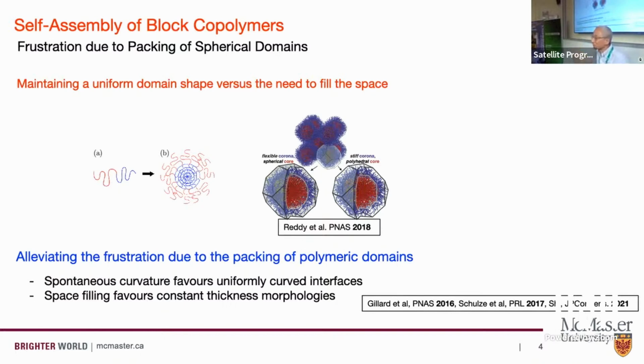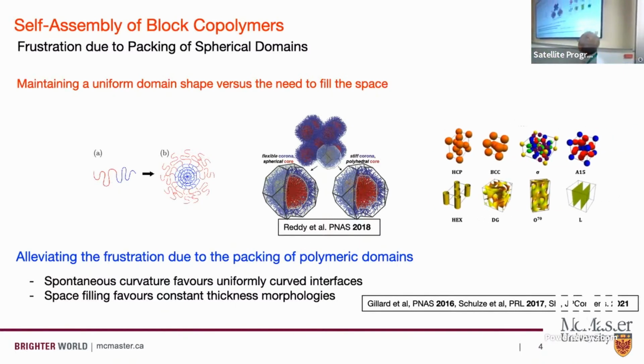And that's another level of frustration, which leads to the formation of different phases. In other words, if I have spheres packing, you have the phases up there. And if I have, say, cylinders and layers packing, then you have all other types of interesting phases appear.